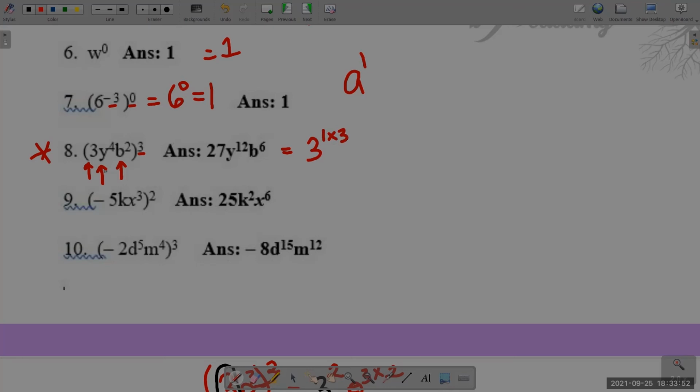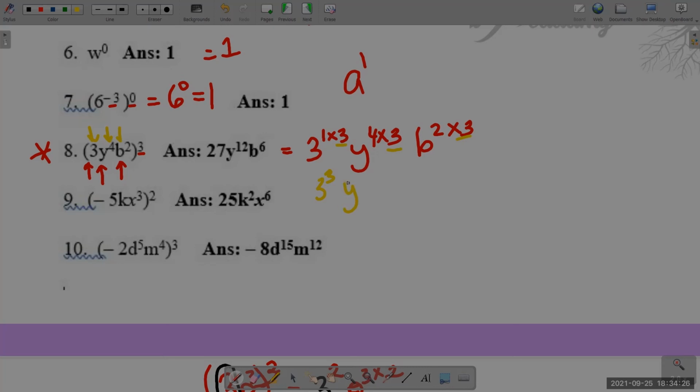Let's look at the y. We were given y to the 4th power. We have to multiply it by 3. And then we have b. We have b to the 2nd power. What do I multiply it by? 3. So the only thing that you have to remember is because this has a coefficient, a y, and a b, you have to multiply each thing by 3. So that's how they got it. 3 to the 3rd power, y to the what power? What would be the power for the y's?